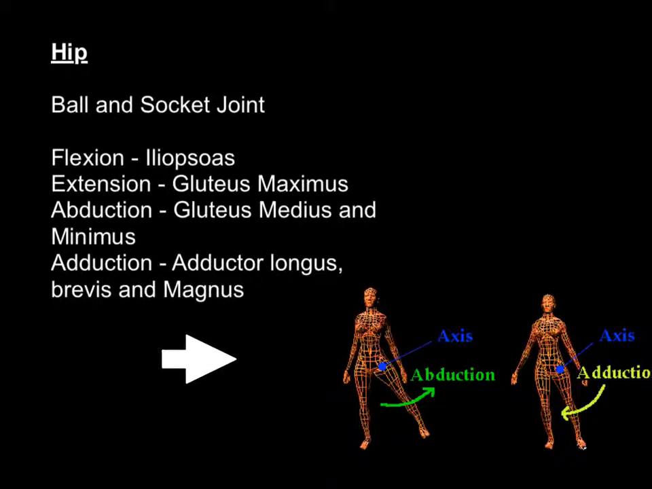Hip abduction and adduction is shown in the diagram below, and just like the example I used with the shoulder, hip abduction would take place maybe in the outward phase of the star jump, and hip adduction would occur when you're bringing your leg back into the midline of your body, or adding it to your body. The muscles responsible for hip abduction are the gluteus medius and the gluteus minimus, and the muscles responsible for hip adduction are the adductor group, which is the adductor longus, the adductor brevis, and the adductor magnus.